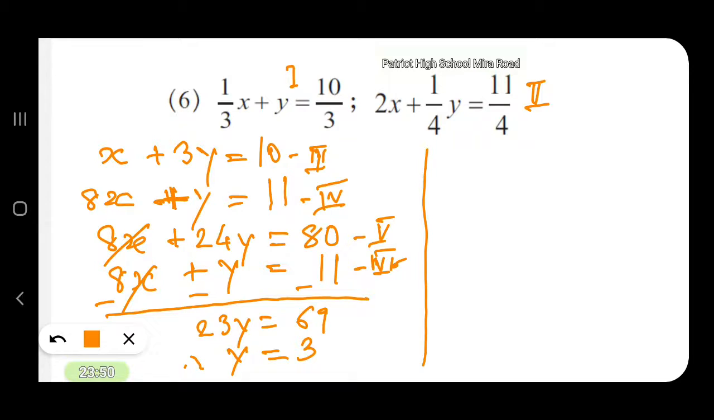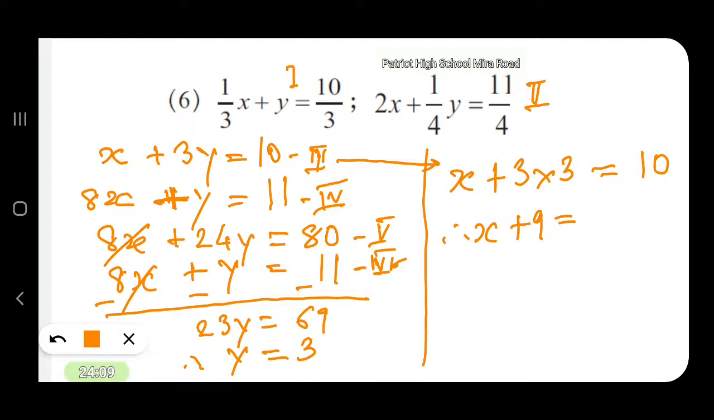Substituting the value of y in equation 3, we get x plus 3 into the value of y, which is 3, is equal to 10. Therefore, x plus 9 is equal to 10. Therefore, x is equal to 1. Therefore, the solution is x is 1 and y is 3.